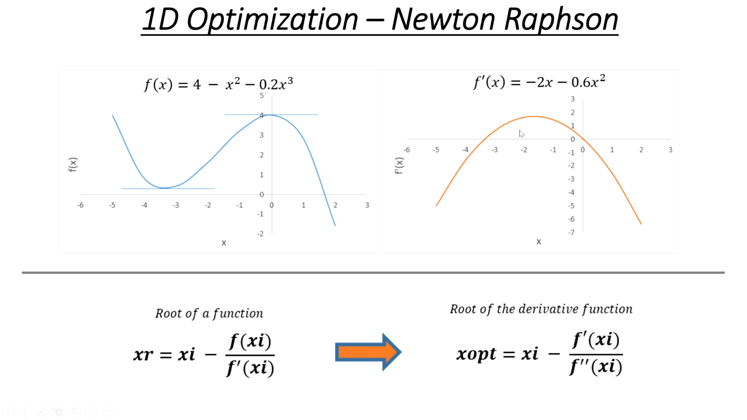And basically what we can do is take the Newton-Raphson method and apply it on the derivative and find the roots of the derivative function, and by finding the roots of the derivative function we in consequence find the optimums of the actual function.